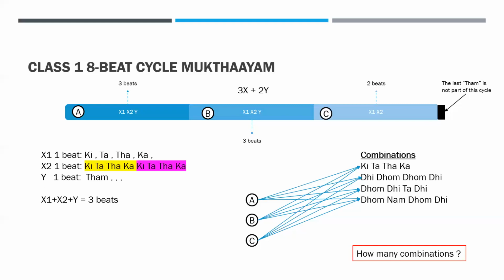So for class 1, 8-beat cycle Mukthaayam, for the pattern I gave, I mean, this is not the maximum number of combinations. You can make even more combinations, but the pattern I kept is very simple. Within A, it is a single one. You don't mix and match, right? So with this pattern, and B, you don't mix and match. C, you don't mix and match. But between A, B, and C, you can do combinations. If you do that, how many combinations can you practice?